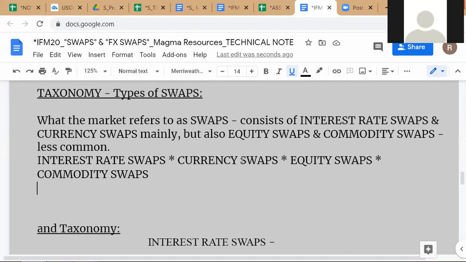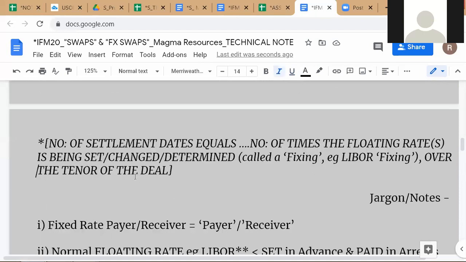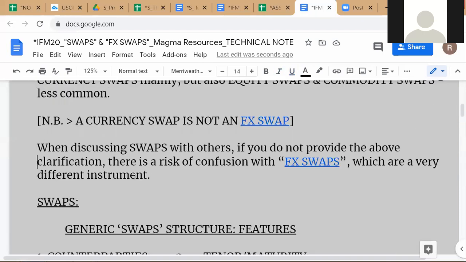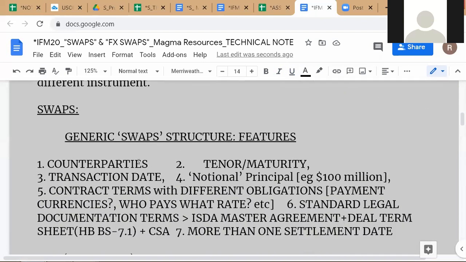That's why you notice that the book that I wrote was focused on, mainly, the instruments covered were interest rate swaps and currency swaps. Equity swaps and commodity swaps were not covered. Okay. So now, what is this swap? Why did I call this a generic structure? You notice I'm calling it a generic swap structure. Features, a generic swap structure.